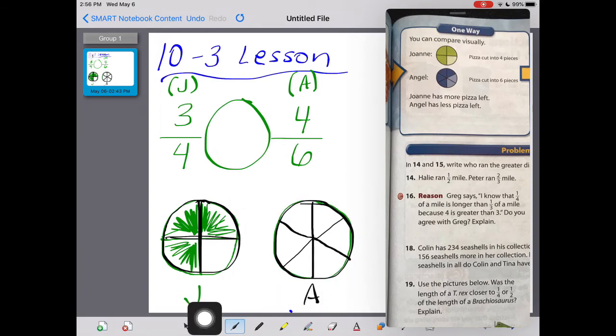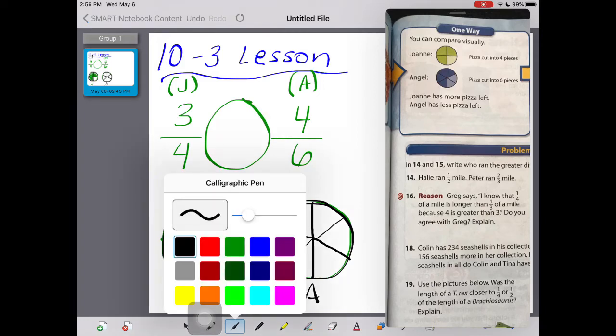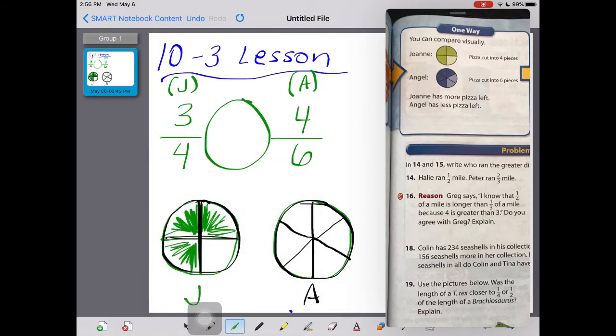1, 2, 3, 4, 5, 6. And she has 4 of them left. So I will go in and shade 4 of them. So 1, 2, 3, 4.